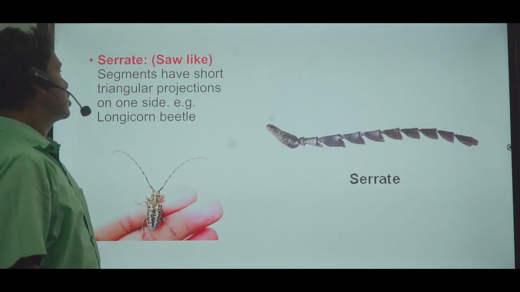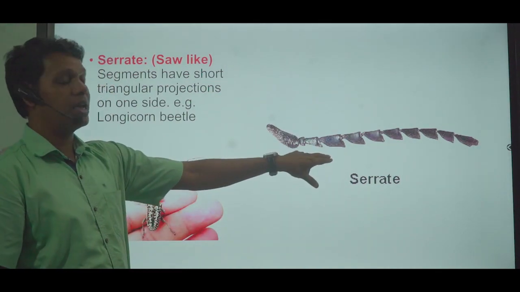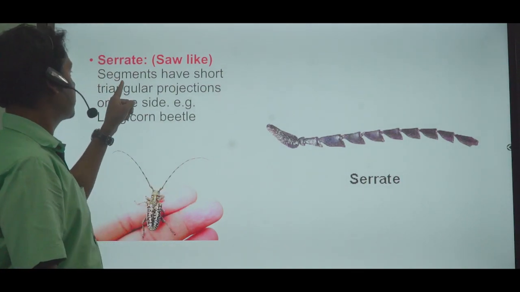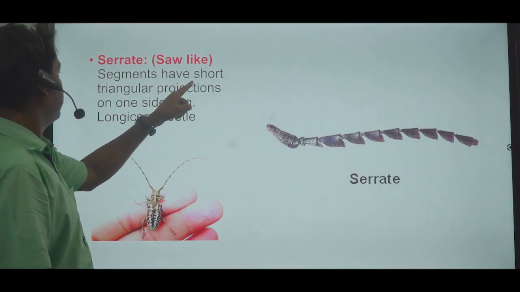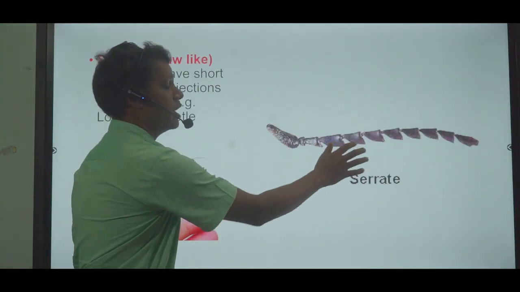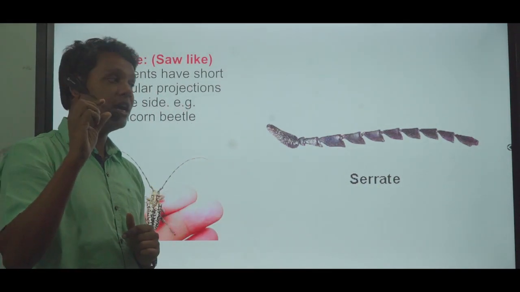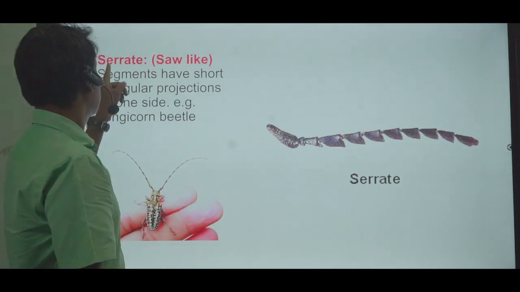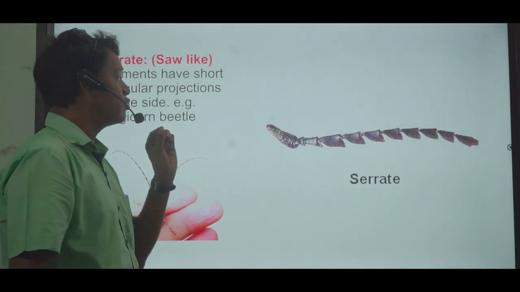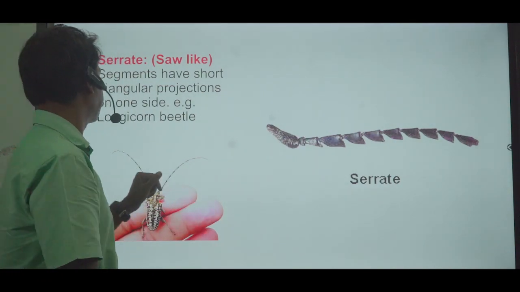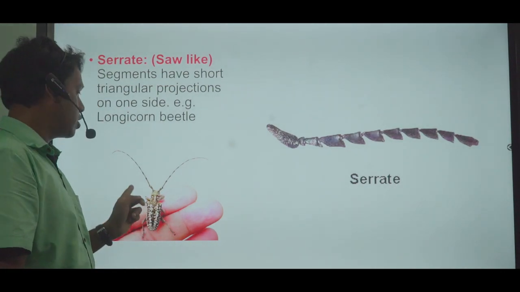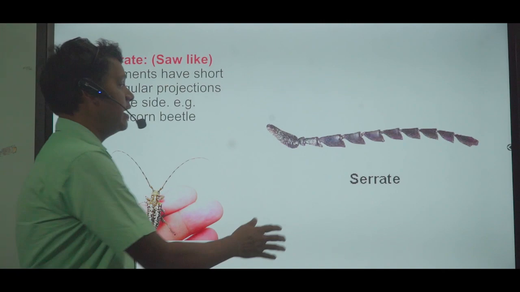Next type is serrate antennae. By observing the figure, we can easily identify it. What are the characteristics? The segments have short triangular projections. You can see these are the projections, and all the projections are triangular in shape. That is why this is serrate, saw-like. That is why it is known as serrate antennae. For example, in case of longicorn beetle, this is the example. In case of longicorn beetle, we can see serrate antennae.